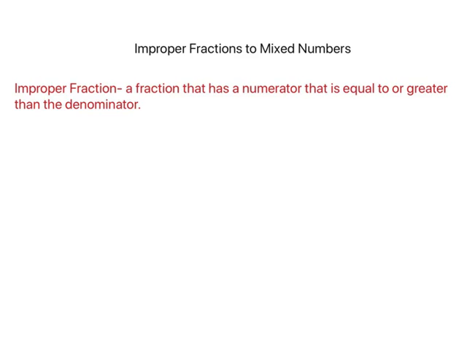Let's talk about improper fractions and turning them into mixed numbers. First of all, let's get the definition of an improper fraction down. An improper fraction is a fraction that has a numerator that is greater than or equal to the denominator. So for instance, 5/5, that is an improper fraction. Or 7/5, since the top number, the numerator, is bigger than the bottom number, that is also an improper fraction.